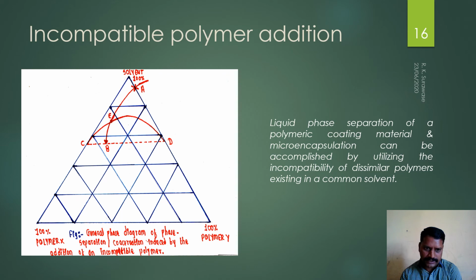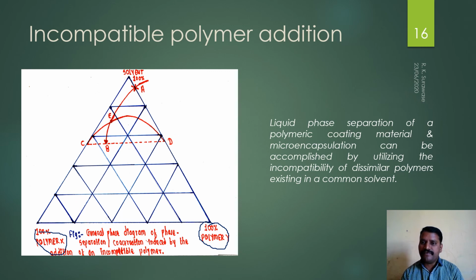Okay, here you can see polymer X is one polymer, 100% polymer Y. The concentration is the same, polymer X and polymer Y. So these are the two polymers used in this microencapsulation process, and they are incompatible with each other, and this is the principle of this approach. This incompatible polymer will be responsible for the formation of coacervate, or responsible for the phase separation.